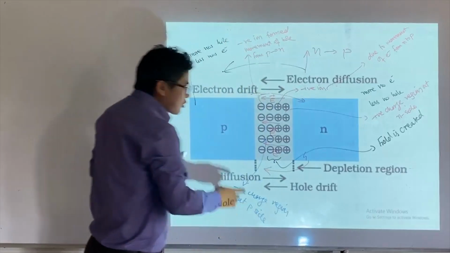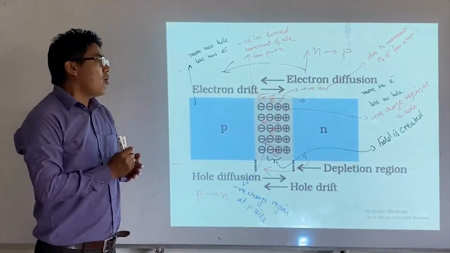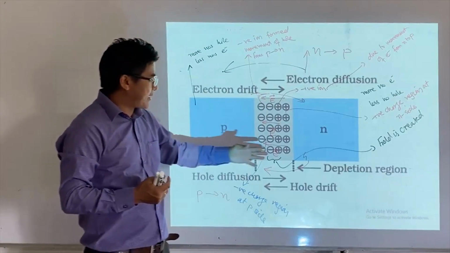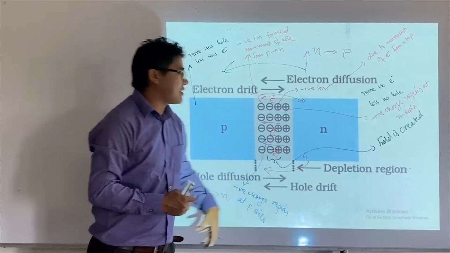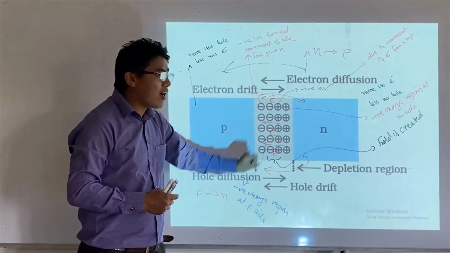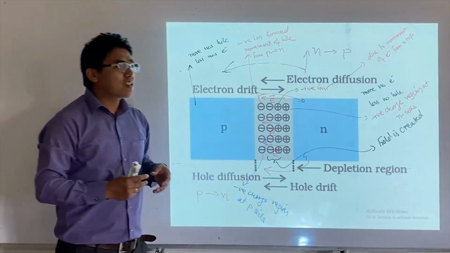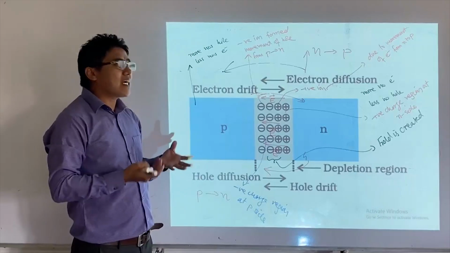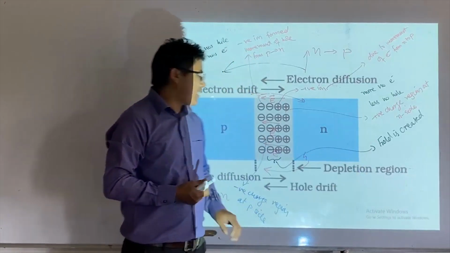Depletion region: why we call it the depletion region means the movable charge is depleted. There are no free charge carriers available. This is a region where free charge carriers are depleted, so therefore this is what we call a depletion region.